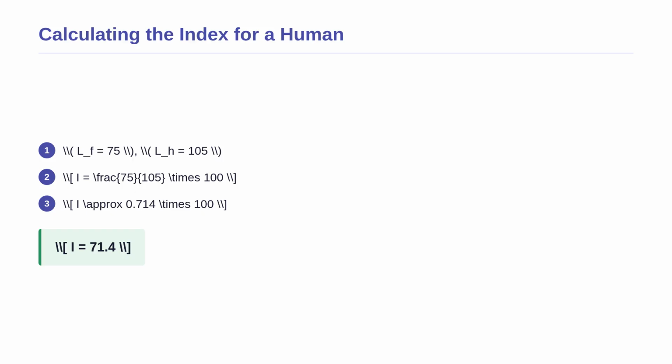Now that we have the gibbon's index, let us perform the exact same calculation for a modern human. For the human, the forelimb length is 75 centimeters, and the hind limb length is 105 centimeters. Notice that, unlike the gibbon, our denominator is much larger than our numerator, reflecting our reliance on legs for transport. Dividing 75 by 105 gives approximately 0.714. Multiplying by 100 yields a final index of 71.4.